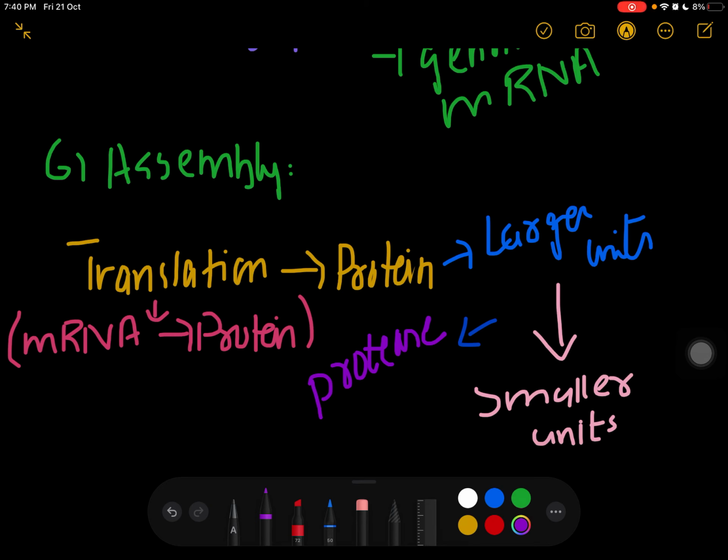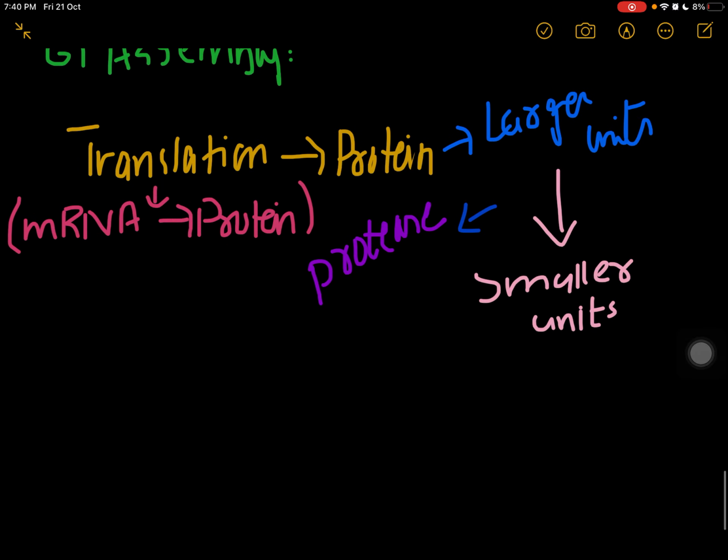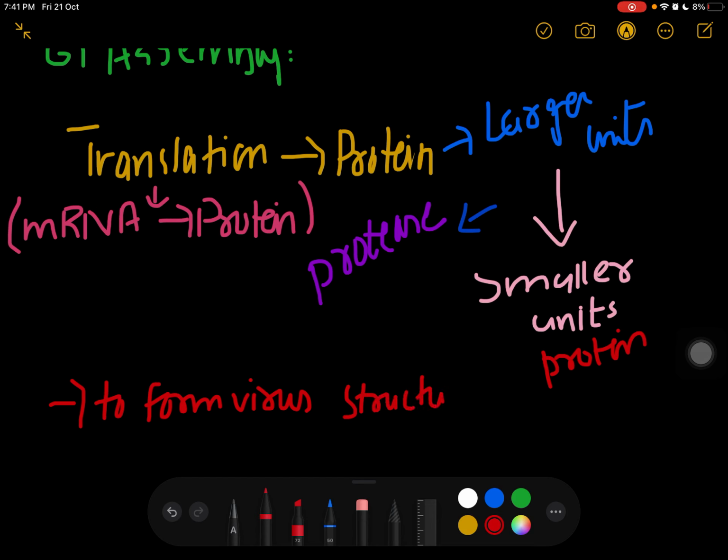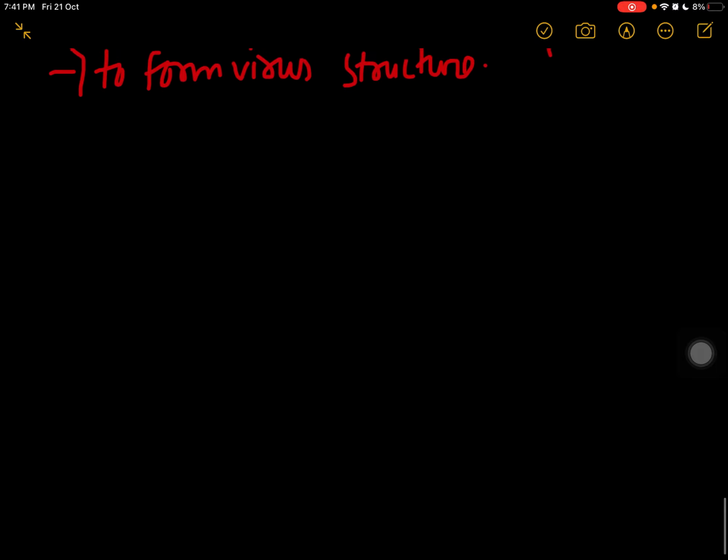Why are these smaller units of protein required? In order to form the virus structure, these smaller units of protein are required. Obviously the matrix protein, the capsid is made of protein, right? So obviously they need smaller units of protein. For that purpose the protease enzyme is used. Now what will happen, the last step, which is budding.